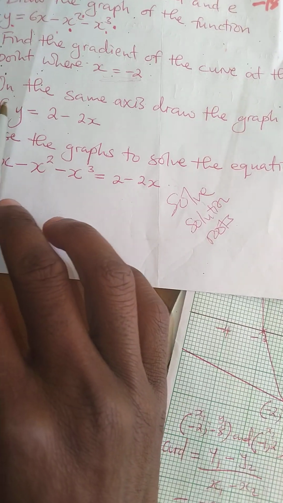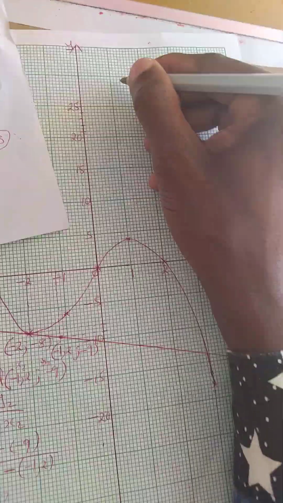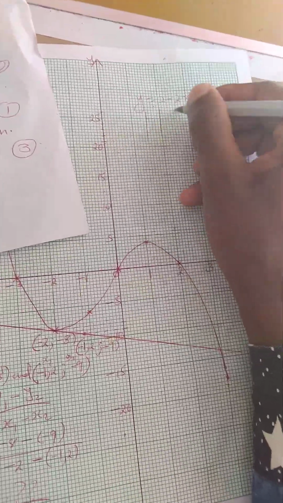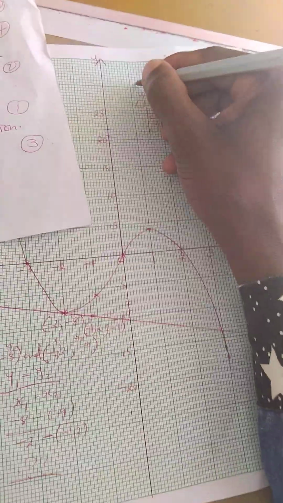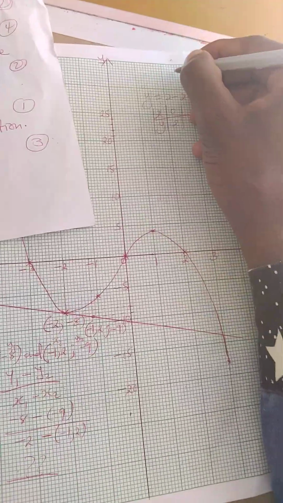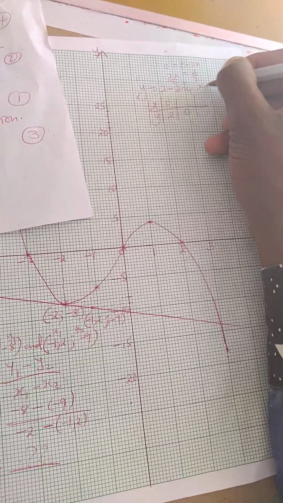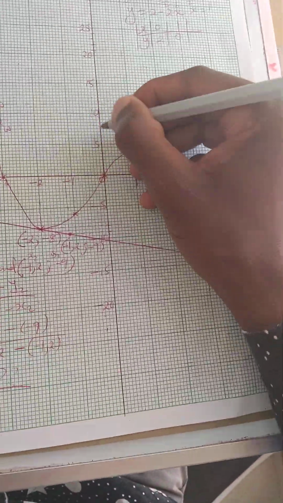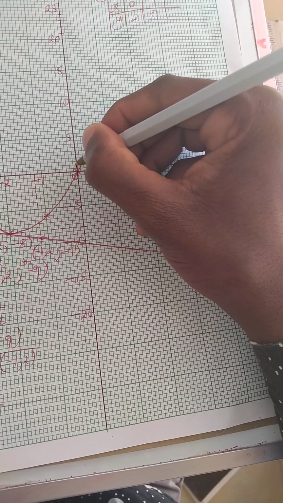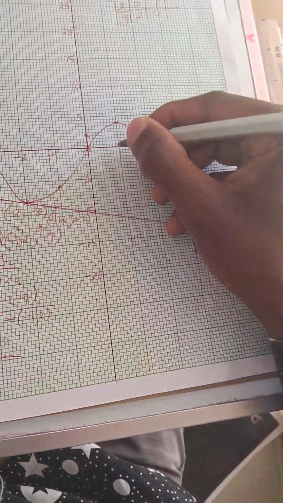So now let's move on to part D. On the same axis, draw the graph y is equal to minus 2x. So we want to draw y is equal to minus 2x. It is a straight line, so we make a table of x and y. When x is 0, y is 0. When y is 0, x is 0. Then x is equal to 2 divided by 2, so x is equal to 1. So we have 0 and 2, and then 1 and 0.